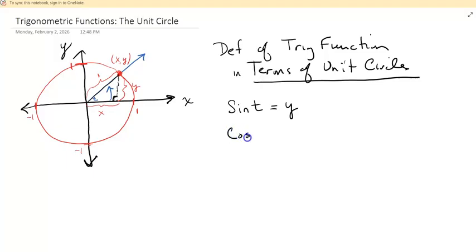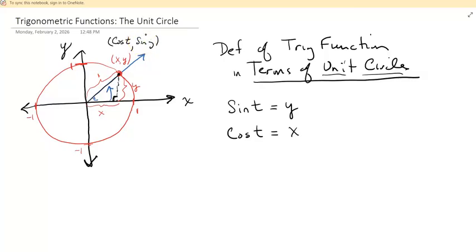Cosine then, and hopefully you can see where this is going, is adjacent over hypotenuse, which is going to be x. Before we do the others, let's stop and think about that for a second. So that means if we have a unit circle, and only if we have a unit circle, meaning the hypotenuse of our triangle is 1, then this coordinate x, y, well, what is x? X is cosine t, so cosine t is equal to the x value, and sine t is equal to your y value.